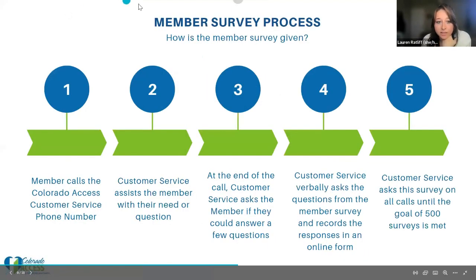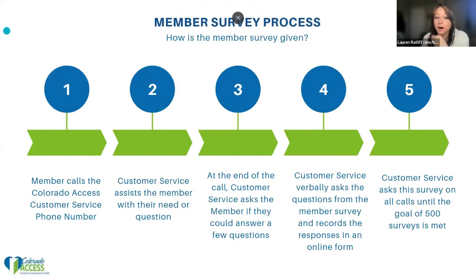So to review the survey process, a member will call into customer service. The customer service representative will help them with whatever they're calling about first and foremost, and then asks if they want to answer 2 to 3 questions about their experience, and members will verbally respond, and the customer service rep records the responses in an online form. A survey iteration is considered complete once we hit 500 surveys.